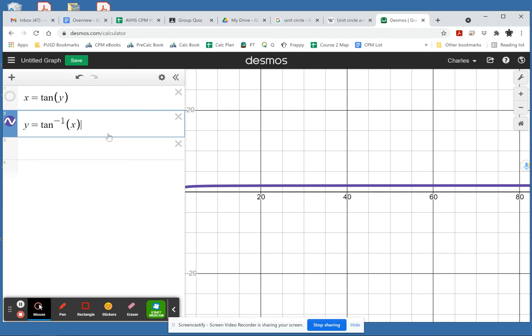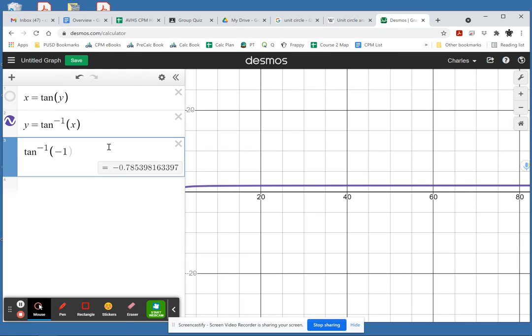Let me just make sure that I have that correct. Tan inverse of negative 1, negative pi over 4, boom.